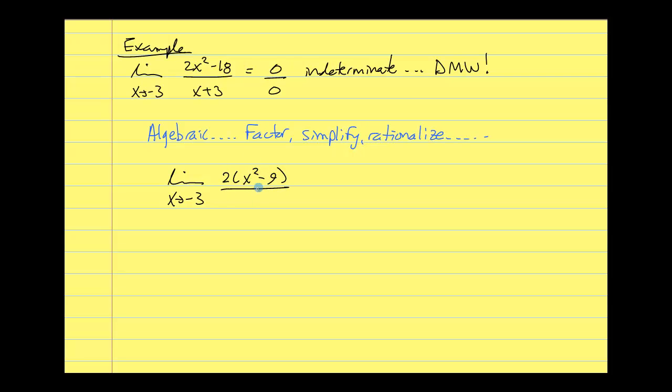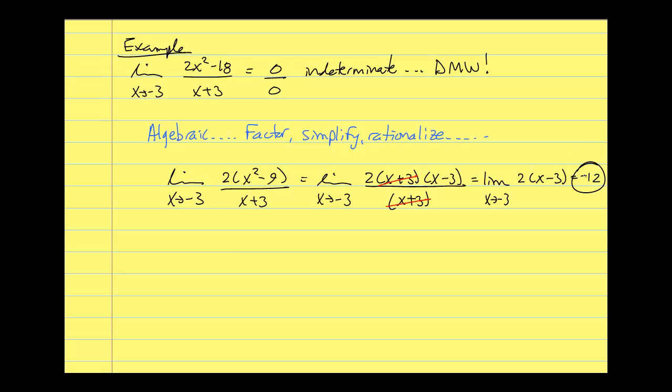As soon as we see that difference of perfect squares in the numerator, that tells me right away that I'm going to have something that will cancel. X squared minus 9 is the difference of perfect squares, which factors into (x plus 3)(x minus 3). And I can see right away the x plus 3's cancel. This just boils down to the limit as x approaches negative 3 of 2 times the quantity (x minus 3). Well, if I plug a negative 3 in there, I get negative 3 minus 3 is negative 6, times 2 is negative 12. That's my answer.